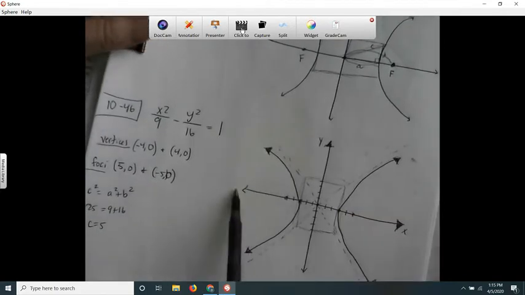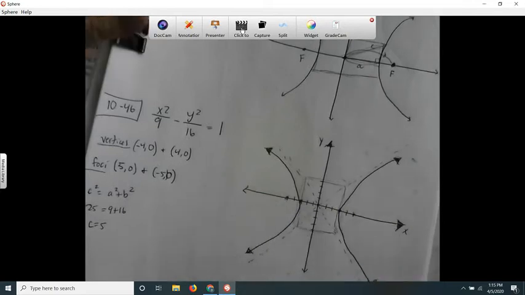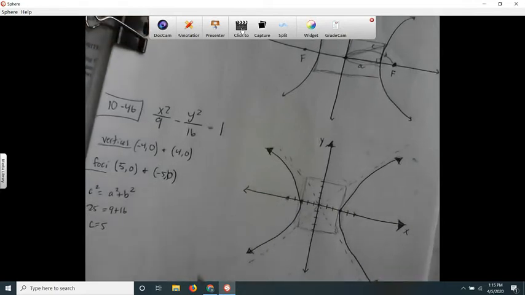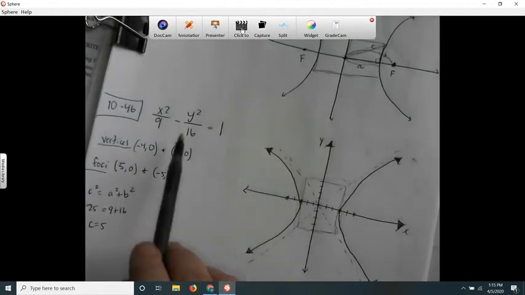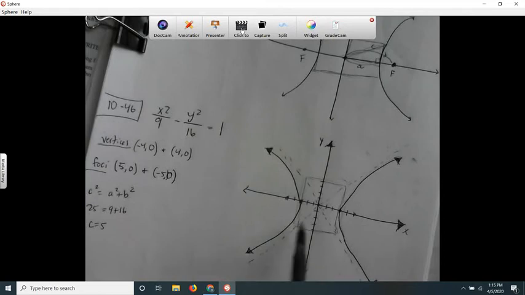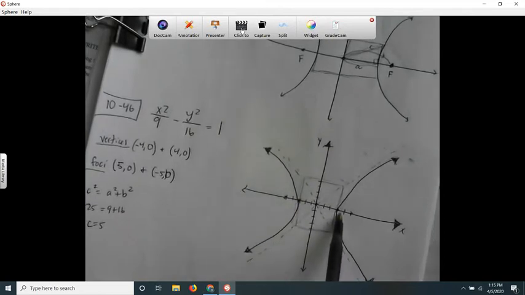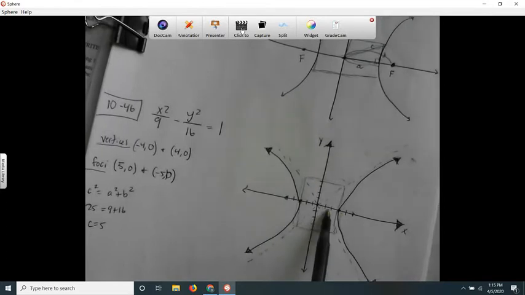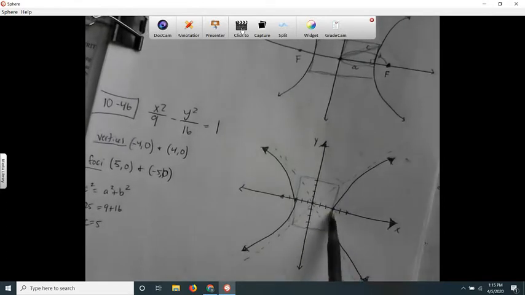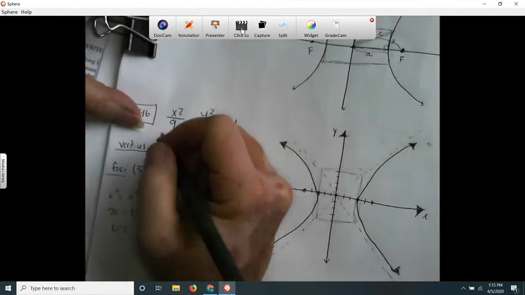Okay, so this thing is the transverse axis. Now, my vertices, it's easy to see. They're just wherever that box that I drew is. When I looked right here, I just was able to draw the box. So here's the vertices. Oh, well, I got the problem wrong. It was negative 3.